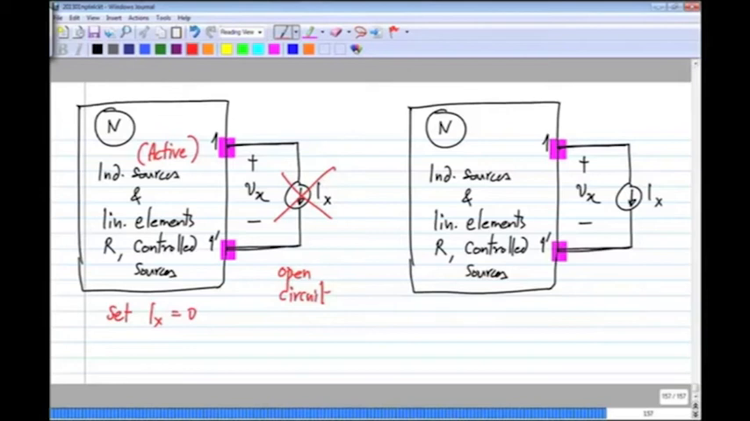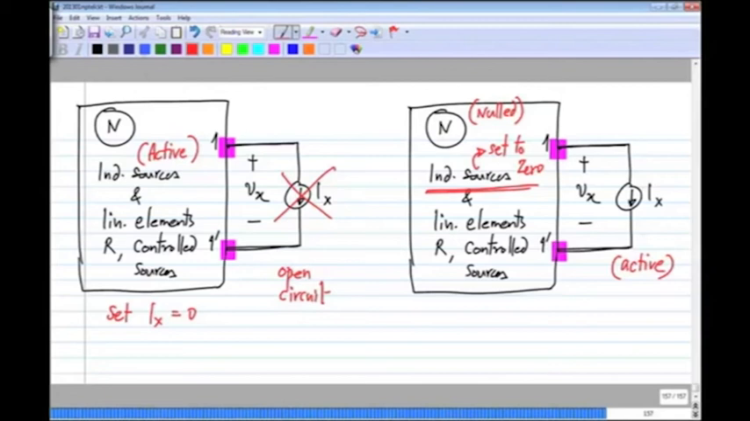Okay. And in the next case, this Ix will be active, and any number of independent sources inside will all be set to 0. Okay. And this is known as nulling the circuit. So I have nulled the network N. That means any independent sources I have set to 0, but Ix is active.